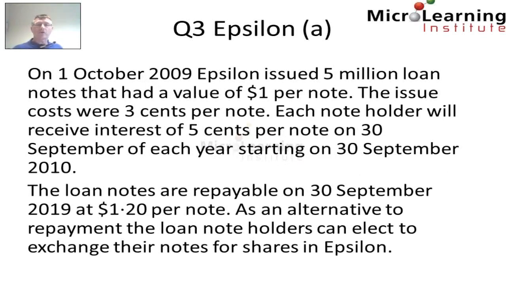On the 1st of October 2009, Epsilon issued 5 million loan notes that had a value of $1 per note. The issue costs were 3 cents per note. Each note holder will receive interest of 5 cents per note on the 30th of September of each year starting on the 30th of September 2010. The loan notes are repayable on the 30th of September 2019 at $1.20 per note. Or as an alternative to repayment, the loan note holders can elect to exchange their notes for shares in Epsilon.